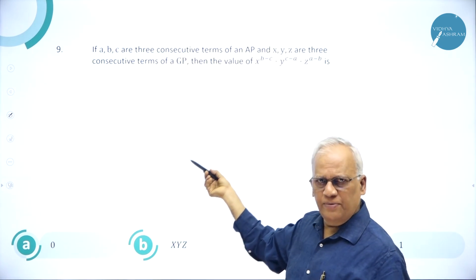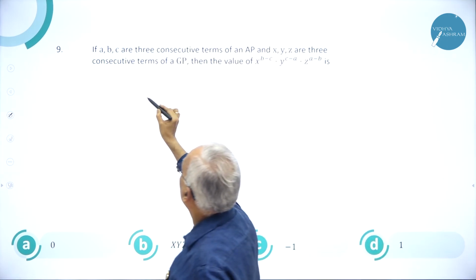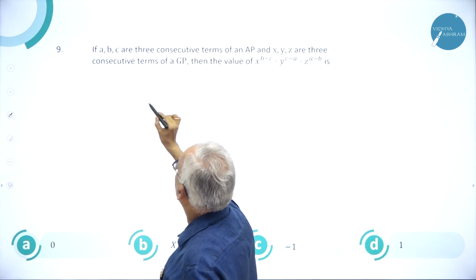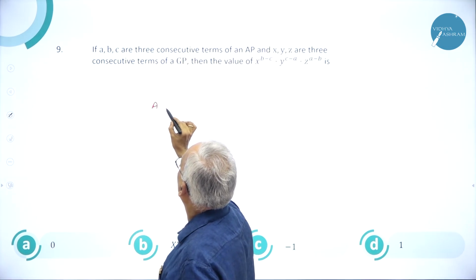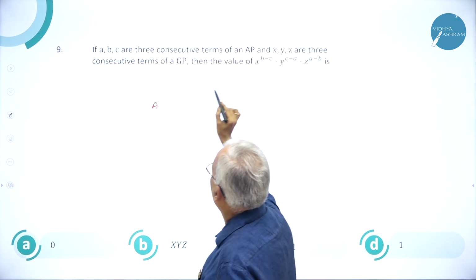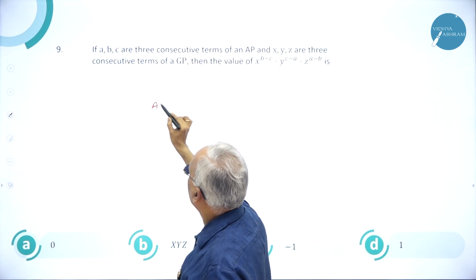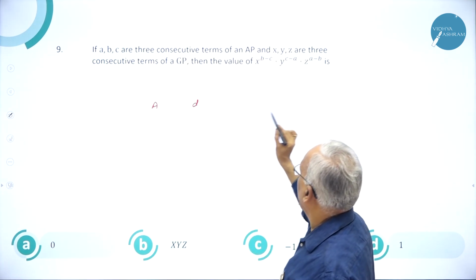General case, even the general case also gives you the answer within 20 seconds. So you know that A, B, C are in arithmetic progression. I can take A, B, C, and then X, Y, Z. A, B, C are in AP means common difference. You can take D as the common difference.